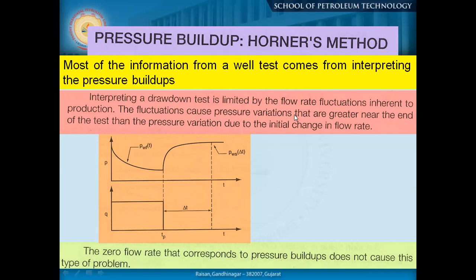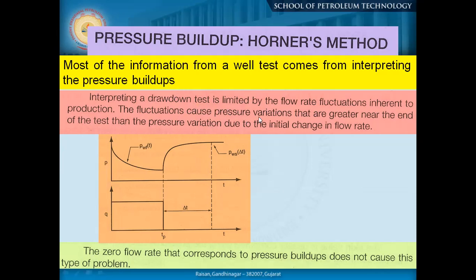So there are two differences between the build-up test and the drawdown test. In the build-up test, your flow rate is 0. You are closing the well, so you can control it well. That means your flow rate is 0 and you get the pressure graph accordingly. But in the drawdown case, we try to maintain a stable flow rate, but that is not always possible. So pressure recordings are always fluctuating. That's why it is always better to have a build-up test rather than a flow drawdown test.